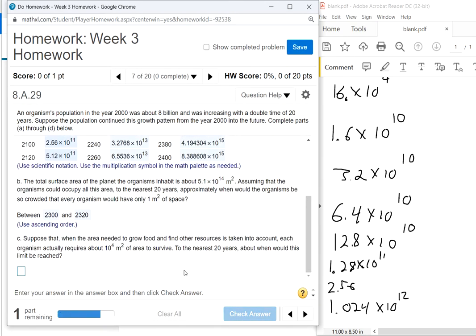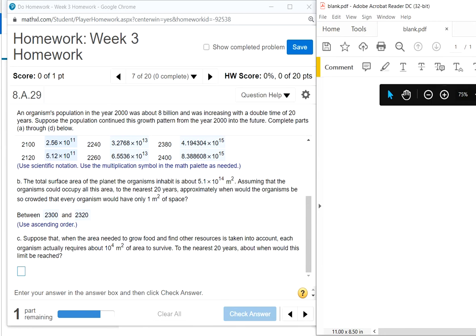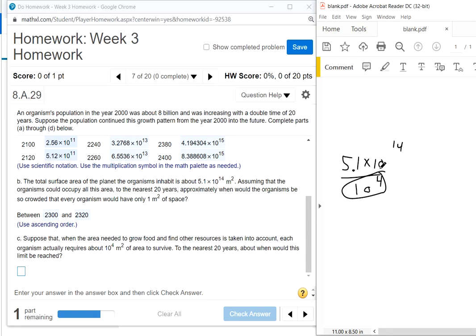Suppose that, when accounting for the area needed to grow food, each organism actually requires 10 to the 4th square meters of area to survive. So we need to do a little bit of math off to the side here. We have 5.1 times 10 to the 14th square meters available. But the organism actually requires 10 to the 4th square meters to survive, to go out and find food, and vegetation, all that stuff. So we want to find out how many 10 to the 4th square chunks there are here. So we're going to divide it into 10 to the 4th equal chunks.